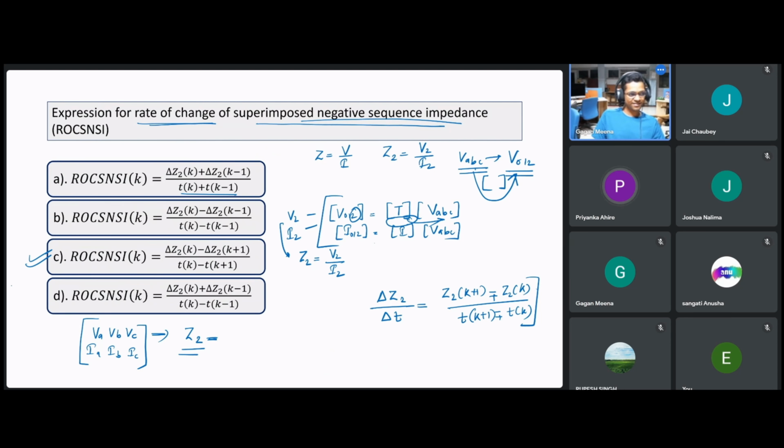Is C option correct? Yes. C option? Yes. This will be the correct answer. B.